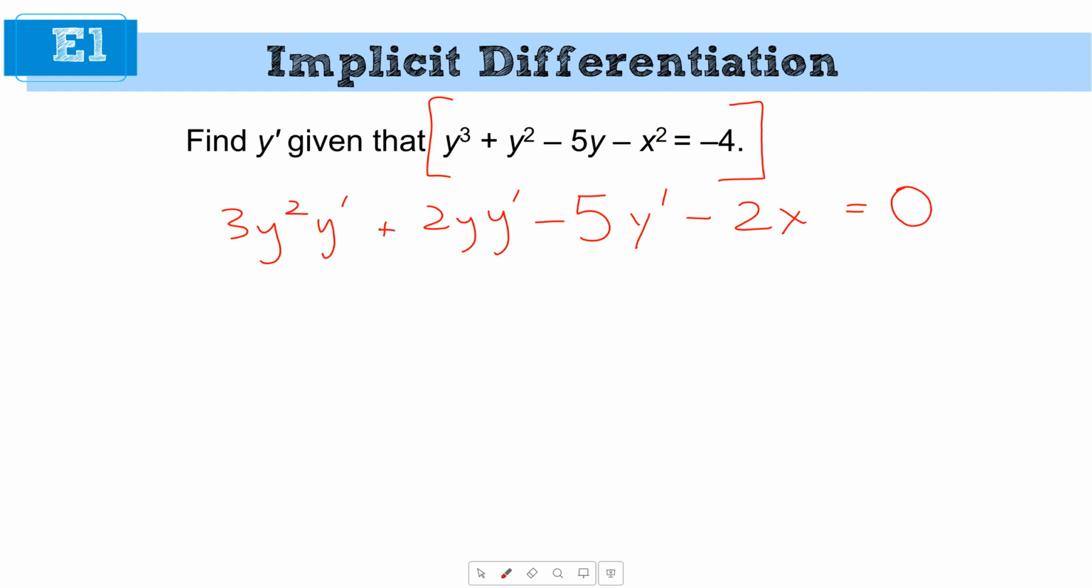So we're done with calculus. Now we do some algebra. Algebra is really simple. Get all the y prime stuff on one side, move all the other gunk to the other side. Well, that's easy. 3y squared y prime plus 2y y prime minus 5y prime equals 2x. Again, algebra 1.